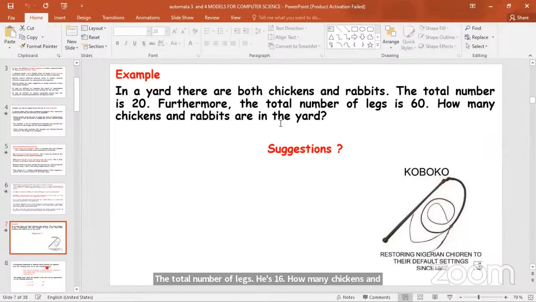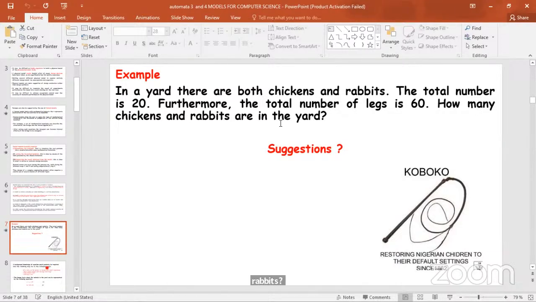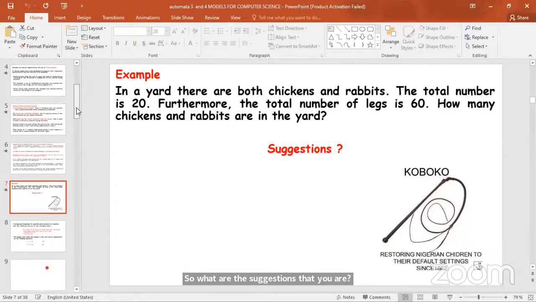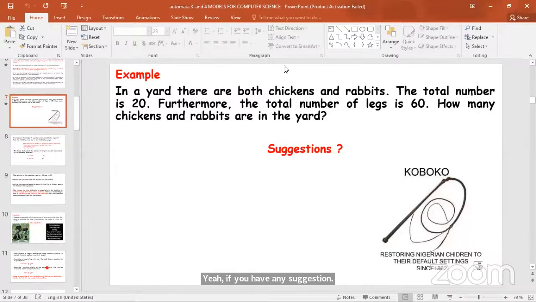So what are the suggestions that you have? Yeah, if you have any suggestion, you could raise up your hand, so we'll call you. Suggestions? Any suggestion to modeling these issues that we have raised?